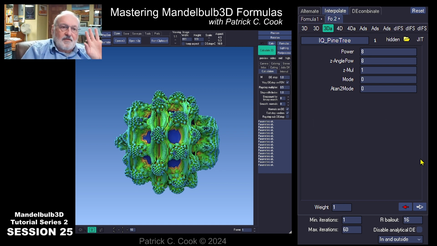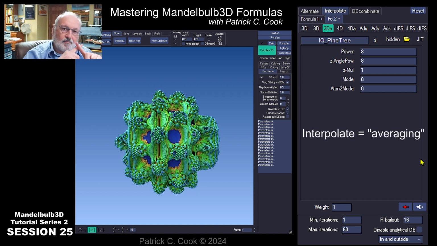So understanding what the interpolate does, the interpolate hybrid mode, is entirely based upon understanding that you're averaging two formulas together and that you get to decide what the averaging ratio is going to be.